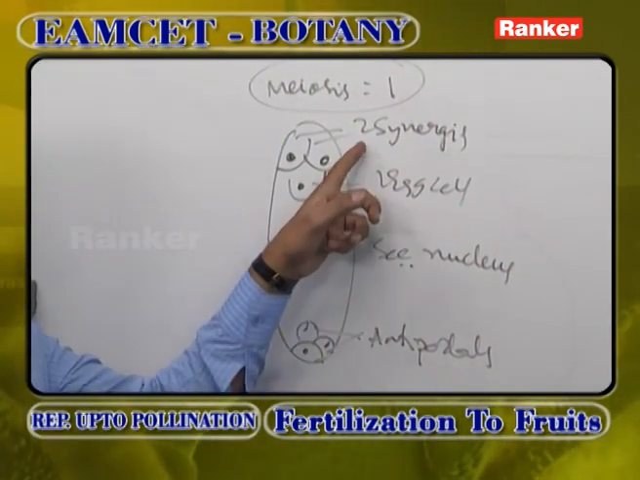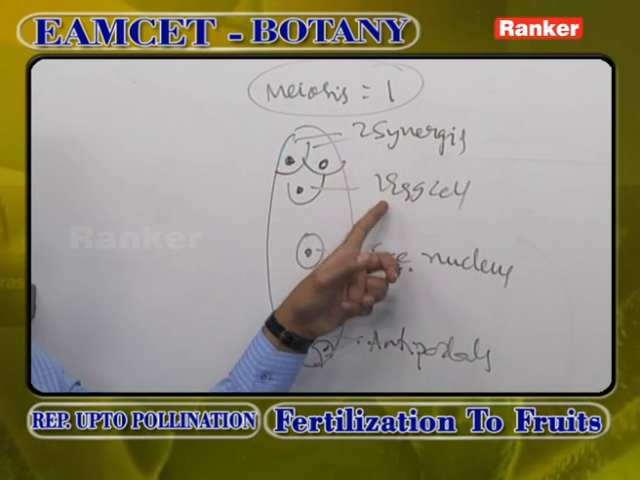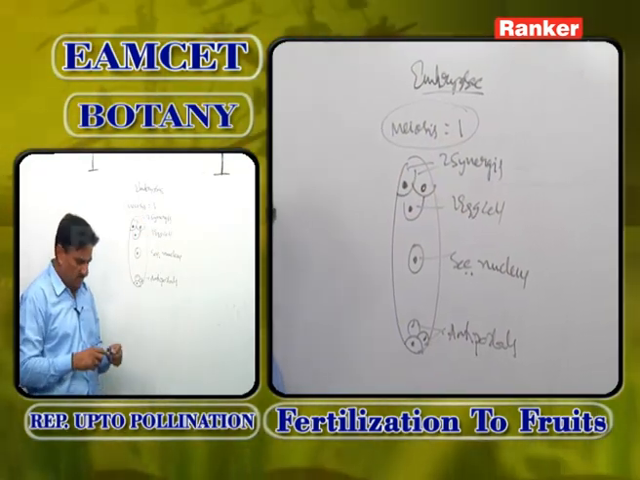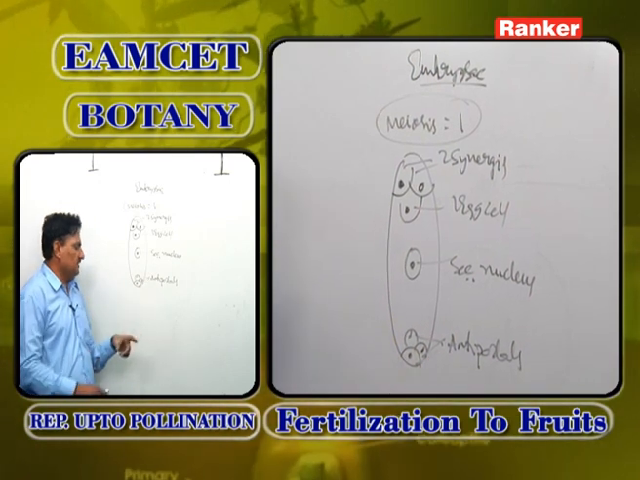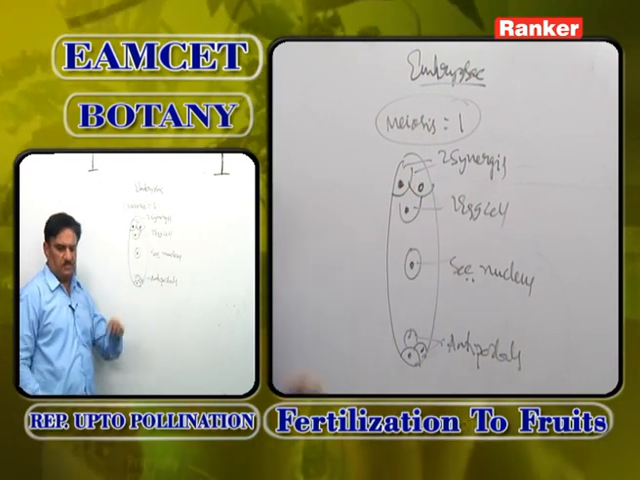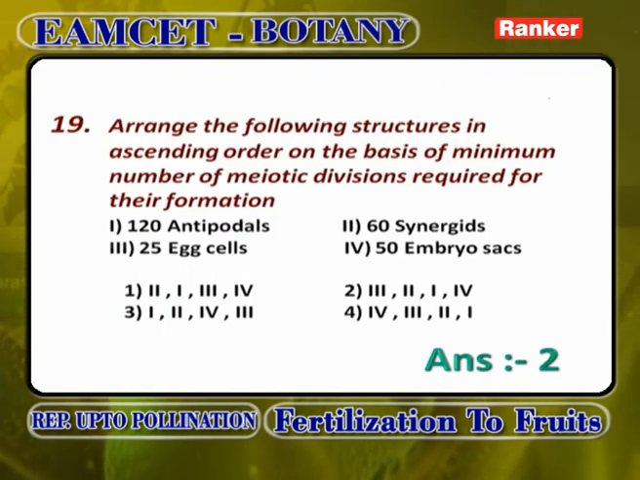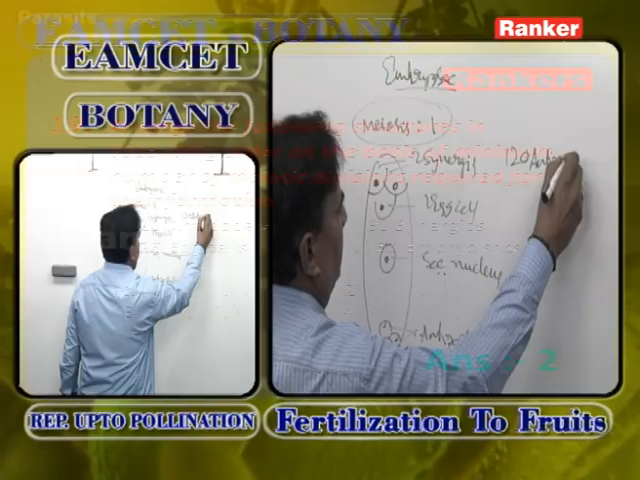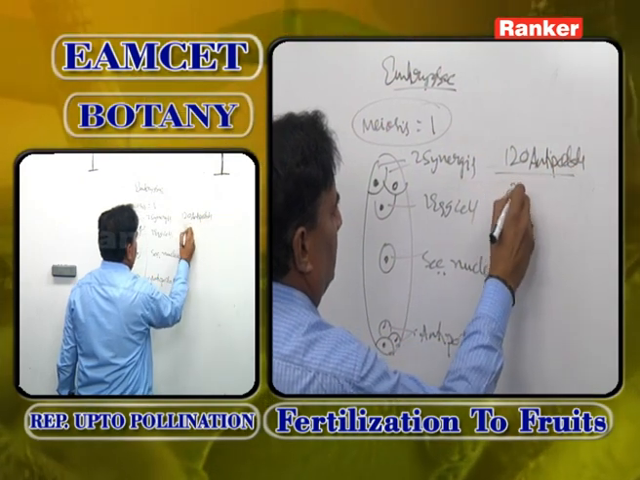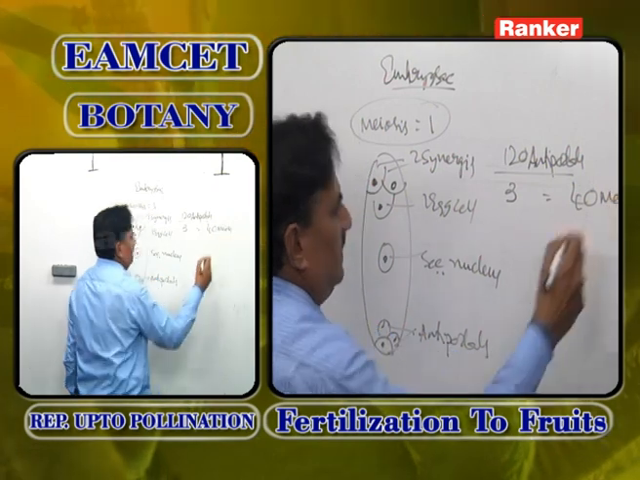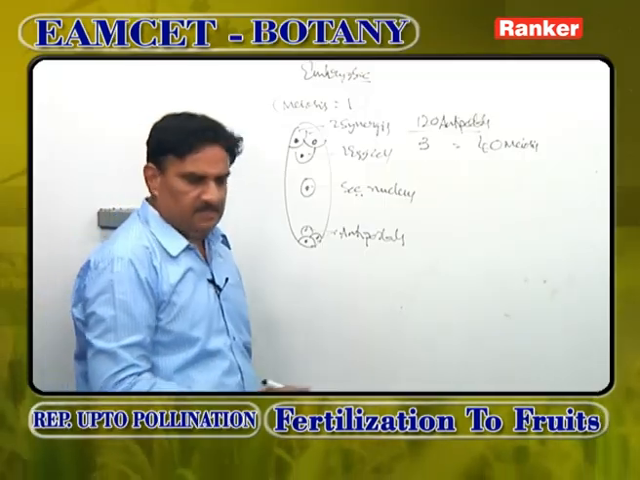For producing two synergids, one meiosis. For producing one egg cell, one meiosis. For producing one secondary nucleus, one meiosis. For producing three antipodals, one meiosis. So, here 120 antipodals. 120 antipodals means, for 3 antipodals 1, so 40 meiotic.